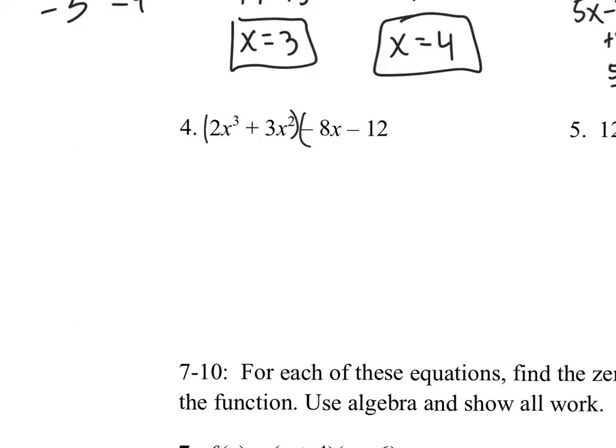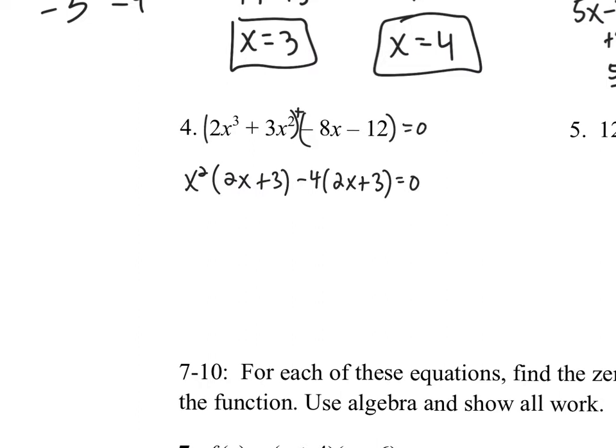And so this is where we group the first 2 and last 2 terms together. We put those in parentheses, and then we separate with a plus sign. And then we factor out what's in common. So I'm going to take out an x squared here. We're left with 2x plus 3. I'm going to take out a negative 4 in the next one. And we get 2x plus 3.